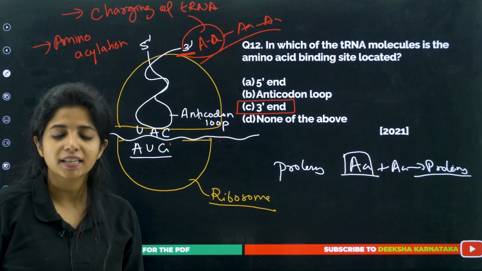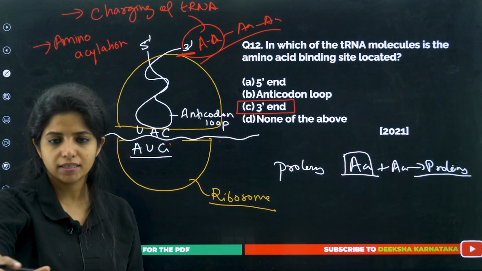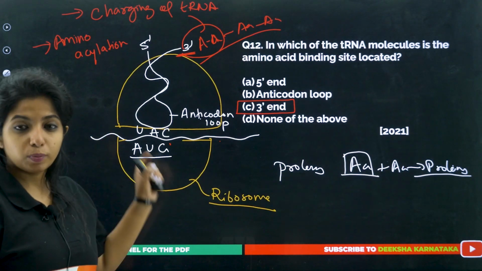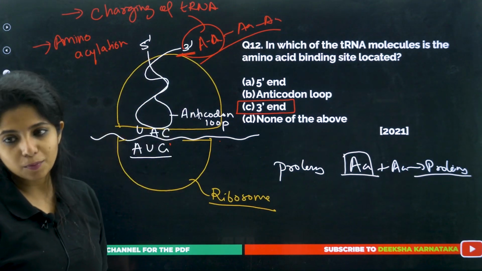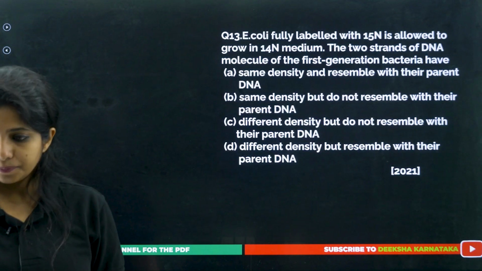And you need an enzyme, aminoacylase. That is an enzyme that comes. We will talk about that. There's a question regarding that as well. So please remember these terms, and please remember it's the 3' end that has the amino acid binding site. Going ahead, 13th question.